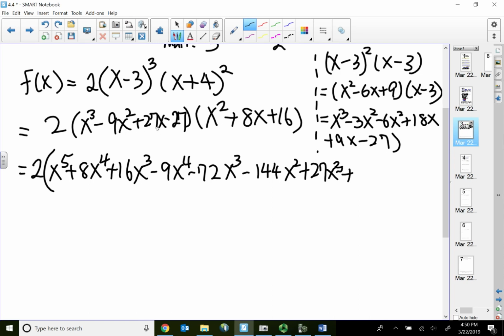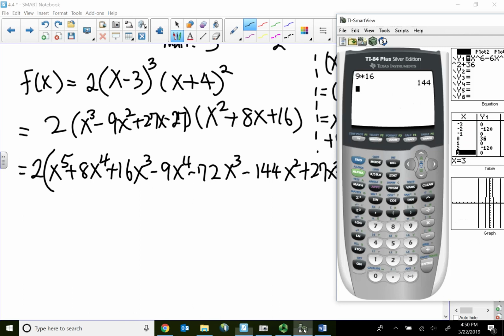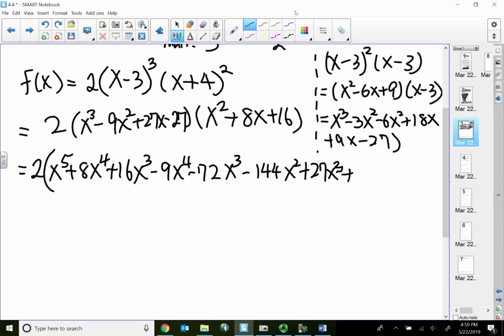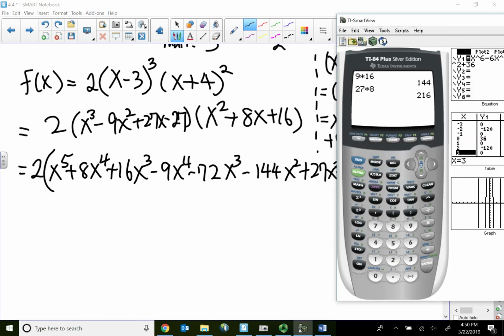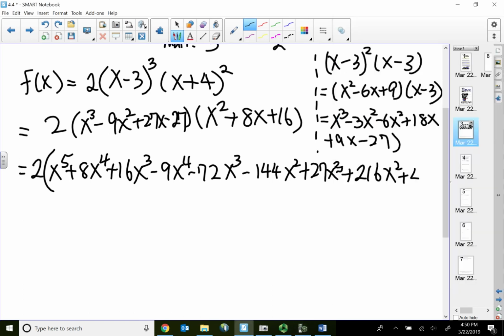Negative 27x to the 3rd times that. Excuse me. Positive 27x times x to the 3rd is that. Positive 27x times positive 8. 27 times 8 is 216. 216x squared, right? X times x is x squared. 27 times 16 is 432x.